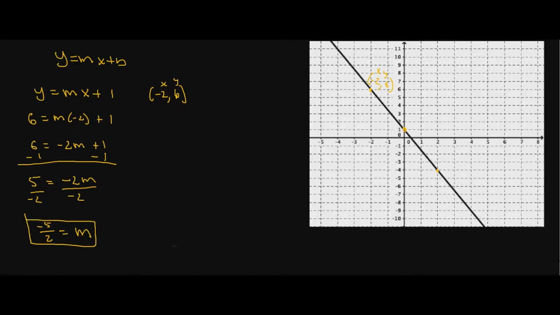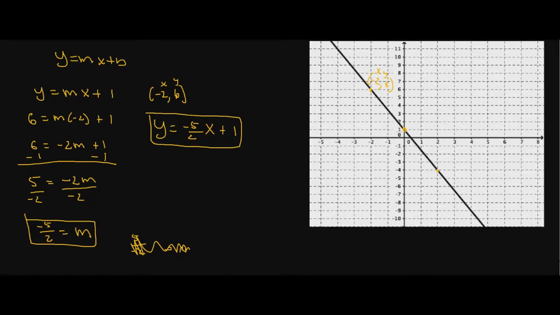Or you can leave it. If you want to, you can honestly leave it as 5 over negative 2. It honestly doesn't matter, right? 5 divided by negative 2 is still negative. Negative 5 divided by 2 is still negative. So it's up to you. It doesn't matter. So our equation is y equals negative 5 over 2 x plus 1.